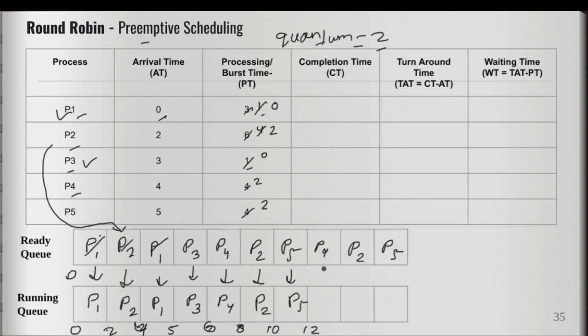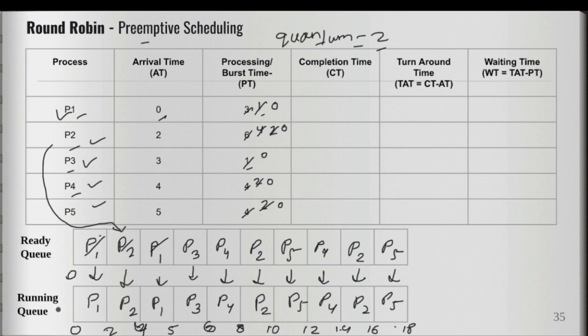Okay. Then P4 comes into the running queue. How long will you run it for? 2 units remaining. So now this becomes 0. This becomes 14. Then we'll bring P2 in. How much remaining? 2. So we'll run for 2 units. P2, this becomes 16. And then finally P5 comes in. How much remaining? 2 units. So now it's all done. So that becomes 18. Okay. So all the processes have finished their execution. Nothing remaining. You can see everything is 0 here.